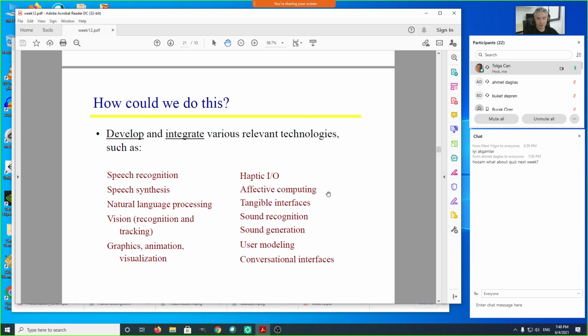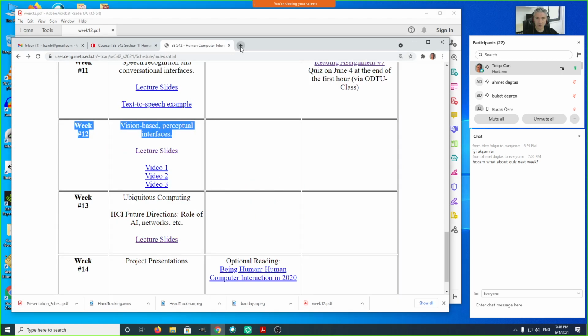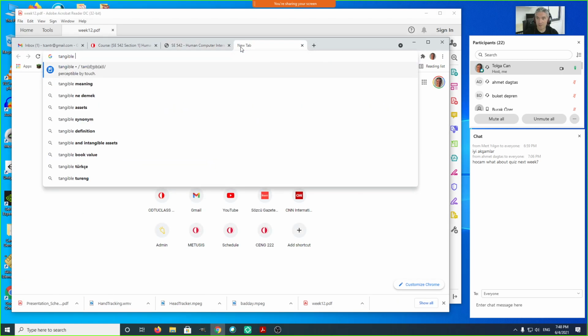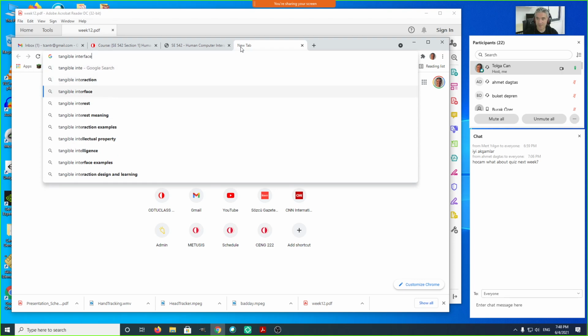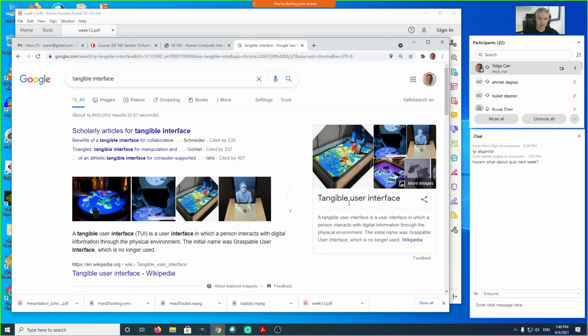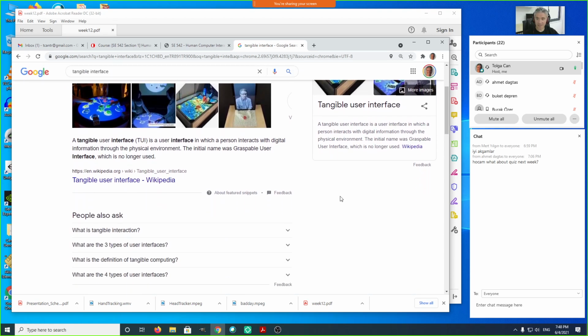Affective computing, I think we're also making good progress there. Tangible interfaces, I think this is still not done. These are interfaces that we can play with physically. If you search for tangible interface, look at this sandbox, in which you just play with some physical sand, and based on that, a different projection is done here. So these are things that you can physically interact with.